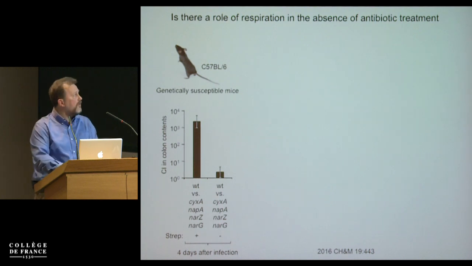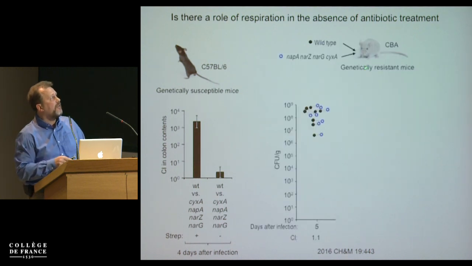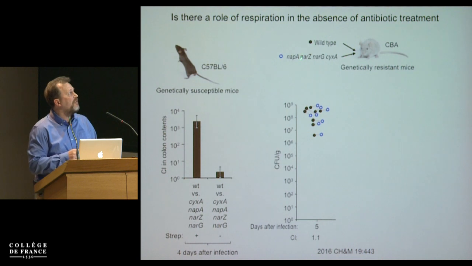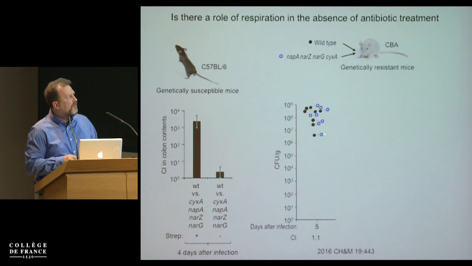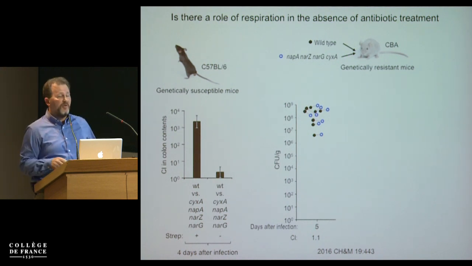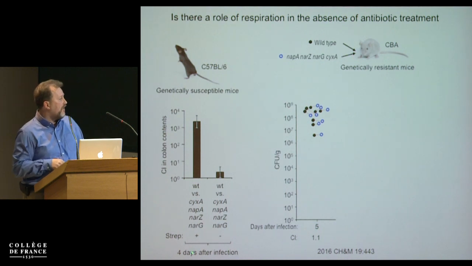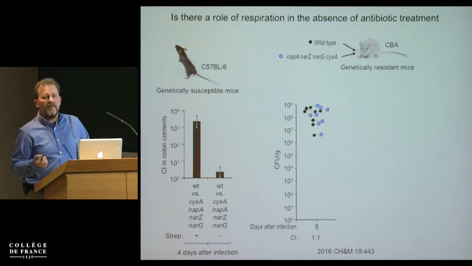So he switched to a different model, genetically resistant mice, where we repeated this experiment, competing the wild type with the respiration deficient mutant. The results are shown a little differently here. So the wild type is in black, the mutant is in blue, and the red dots connect bacteria recovered from the same animal. So you see they all recovered at 1-to-1 at 5 days after infection without antibiotic treatment. So that's what you see without antibiotic treatment in susceptible mice.